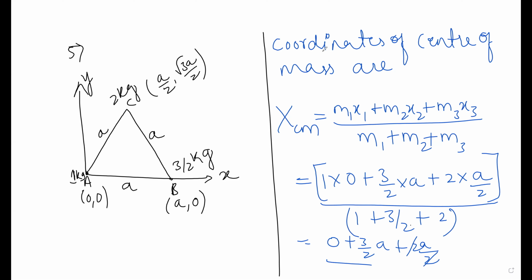Next, simplifying this below, the denominator becomes 2 plus 1 is 3, 3 plus 3/2. Simplify this by taking the LCM, which you already know. Simplifying, what answer do we get? We are getting 5a divided by 9. You know how to take the LCM of 3 plus 3/2. By using the LCM method, we get the center of mass x coordinate as 5a divided by 9.